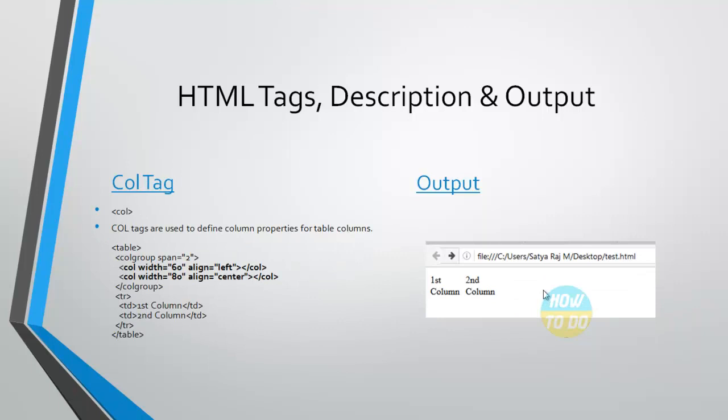Next tag is col tag. Col tags are used to define column properties for a table of columns, and this is the format which we will be using for creation of this particular col tag, and this is the output. In this way you will be getting the output, and this is the syntax, you can refer to it.